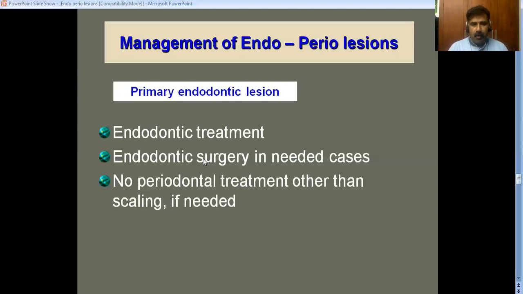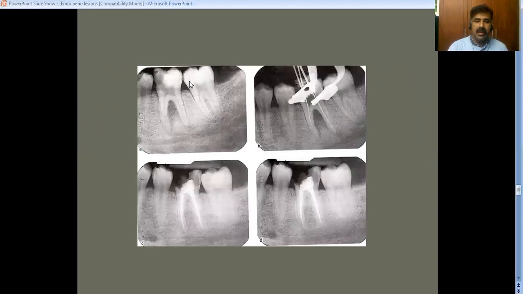Once you do proper endodontic treatment, the lesion will resolve on its own, even if there is a large lesion extending into the periodontium. So that is the basic principle. If you have a primary endodontic lesion, you can see the large caries with radiolucency. Now, you don't do a flap surgery in this case. You do a root canal treatment here.